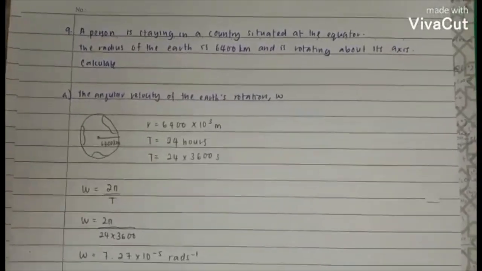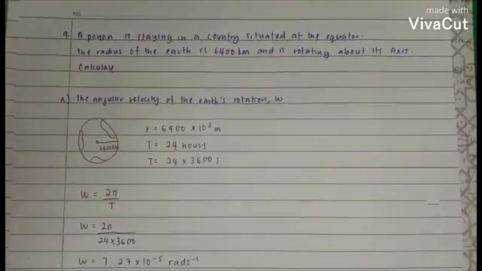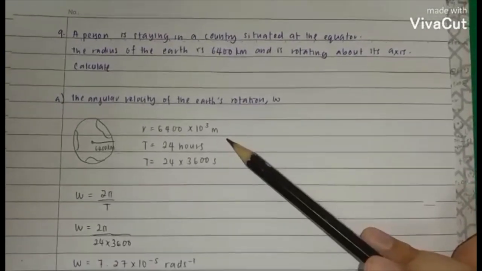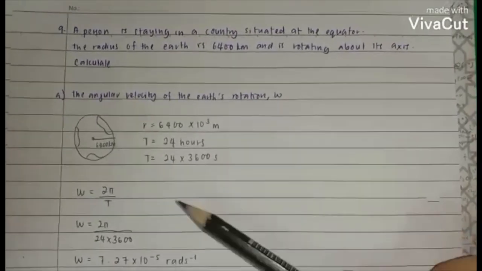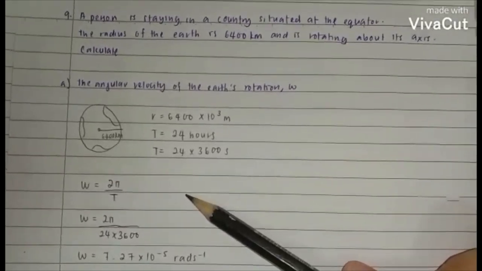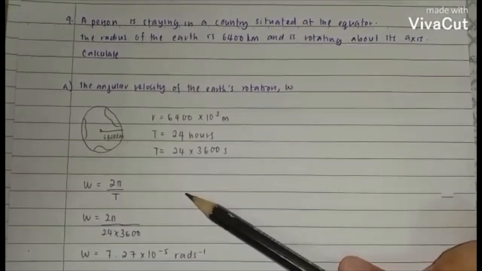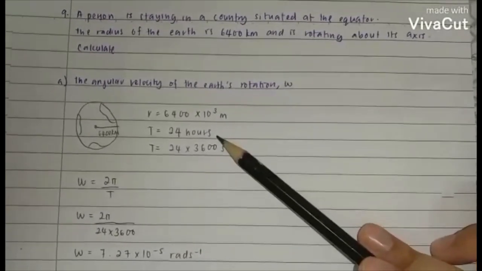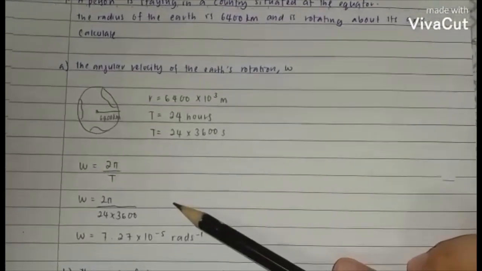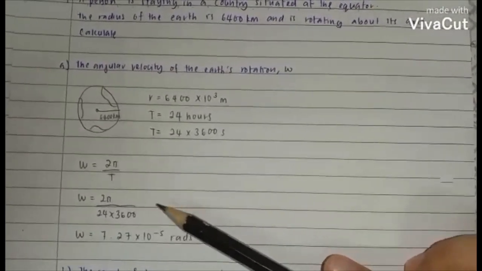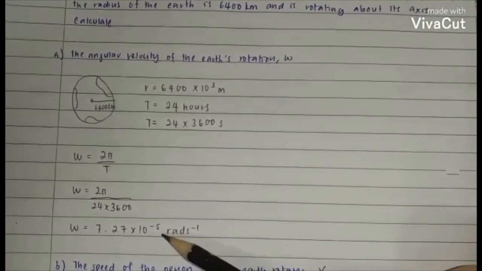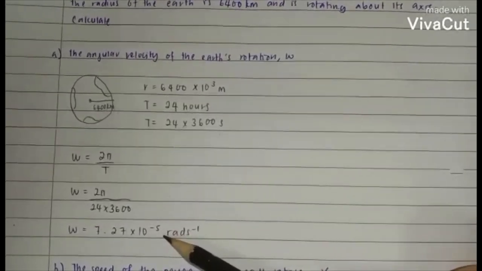So kita keluarkan information yang diberi. So dia dah bagi radius which is 6,400 km. Make sure tukar kepada SI unit. And kita nak cari omega, kita pakai formula 2 pi over T. T is a period, which is time taken for Earth to travel in a circular path. So kita tahu Earth berputar pada waktu 24 hours. So kita keluar pada second. And kita substitute je nilai ni dalam equation ni. So omega equal to 2 pi over T. So 2 pi over 24 times 3600. Dapatlah omega 7.27 times 10 power of negative 5 radian per second.